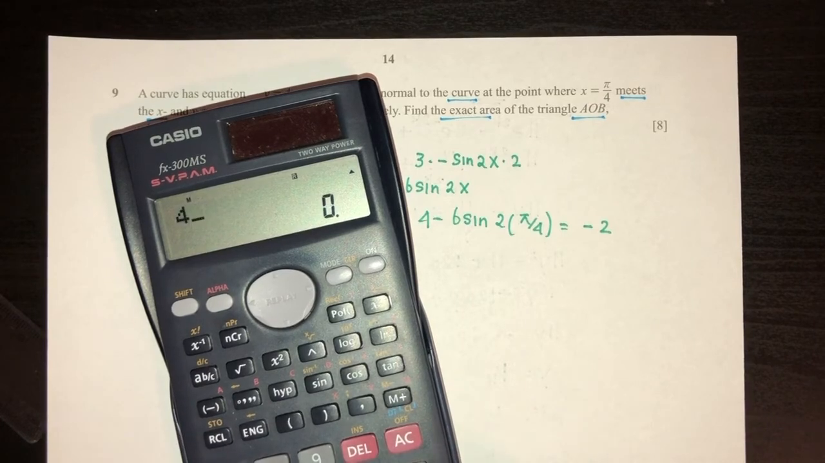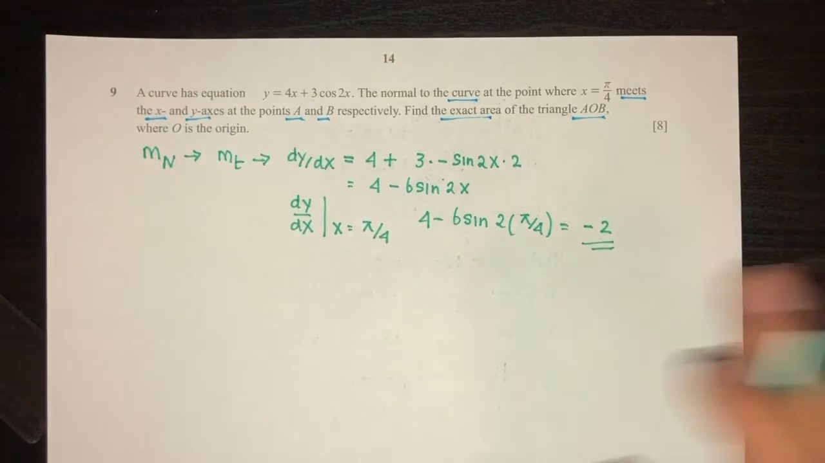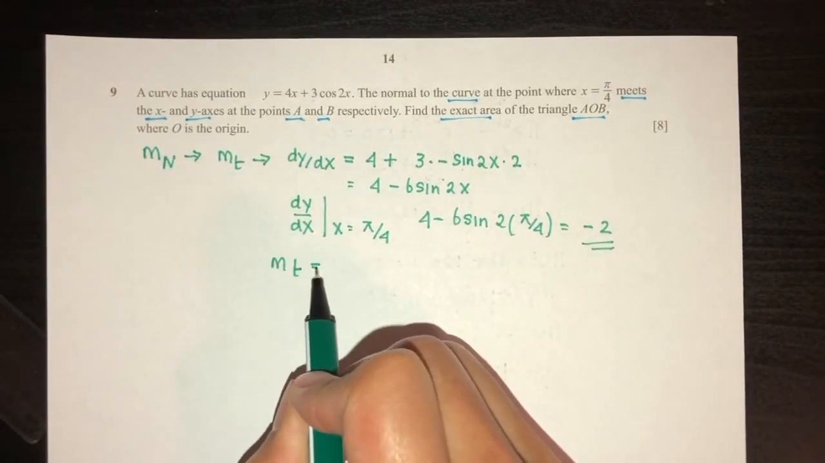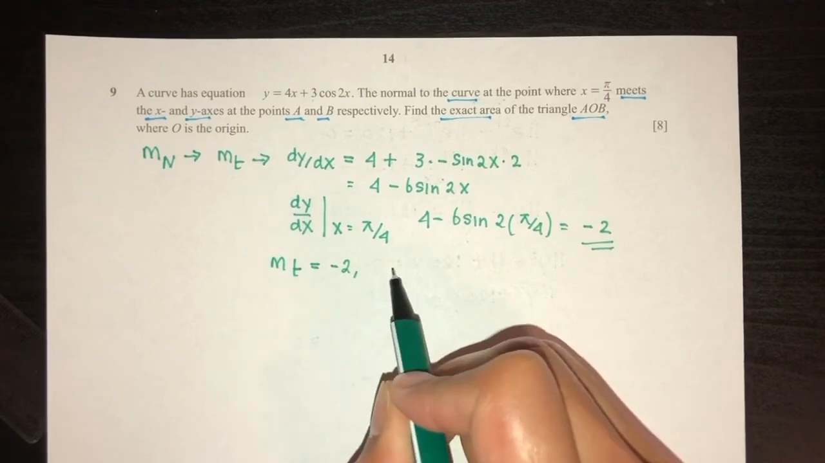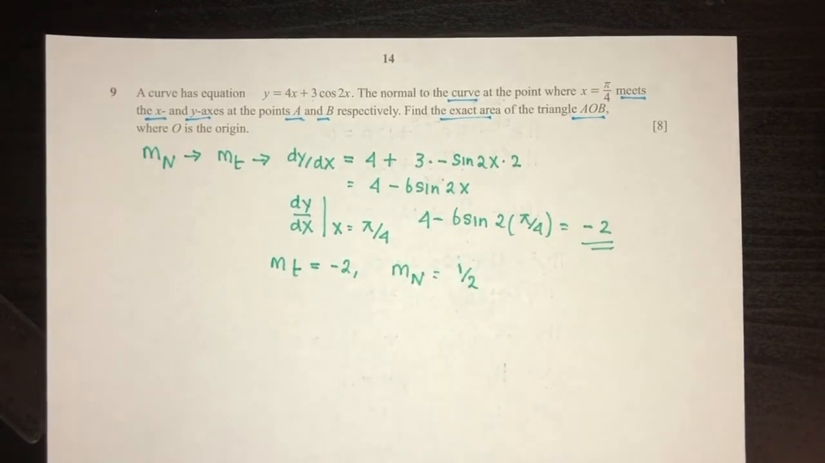Sorry, 4 minus 6, minus 2. So this is the value of your gradient of tangent. So mt, which is the gradient of tangent, is equal to this. So what is the gradient of normal? That should be half.